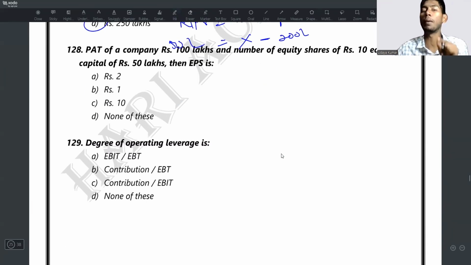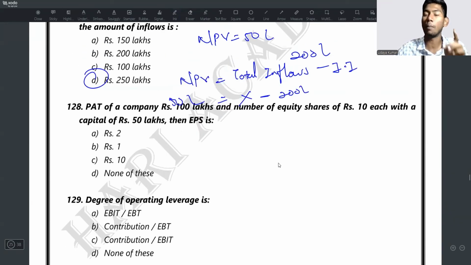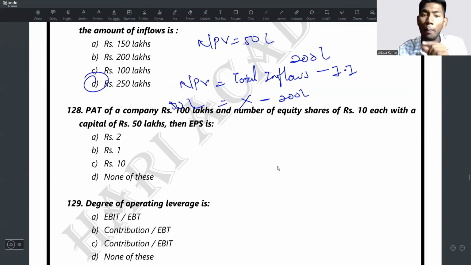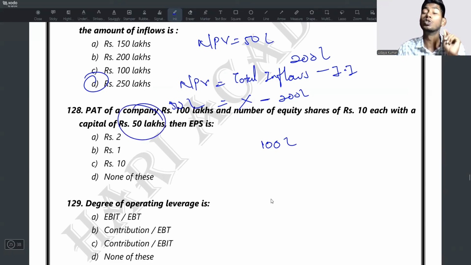PAT of a company, which is nothing but profit after tax of a company, is rupees 100 lakhs, and the number of equity shares of rupees 10 each with a capital of rupees 50 lakhs. Then EPS is. So profit after tax is 100 lakhs. So 50 lakhs, each share is 10 rupees. Then the number of equity shares is 50 lakhs divided by 10, which is 5 lakh, right? So there are totally 5 lakh shares.